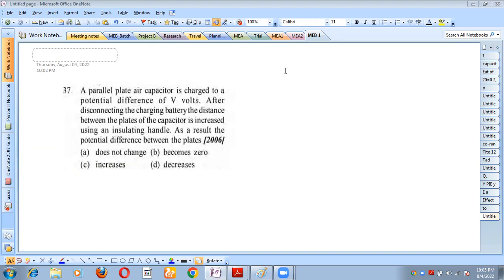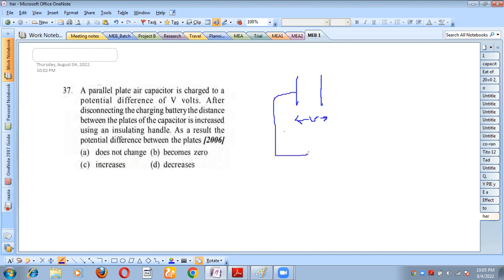The question says a parallel plate air capacitor is charged to a potential difference of V. So we have a parallel plate air capacitor like this, charged to a potential V. After disconnecting the charging battery, so it must be connected to a battery, suppose the charge is plus Q and minus Q.